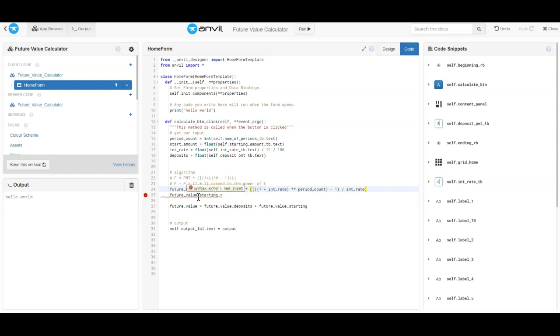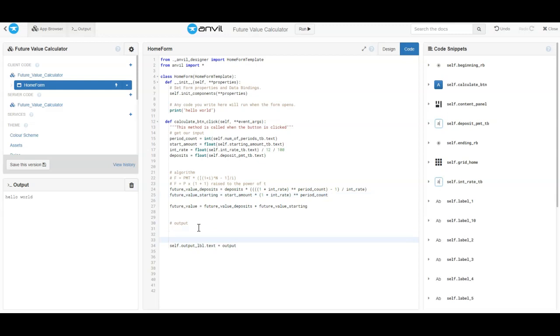The other part is the future value of the starting amount. That one's actually a lot easier. We actually did that in our book, I think, as part of the homework. It's basically starting amount raised to the period amount. And then for our future value, we've got those two, we add them together, and it comes up with what we want to put in our output.